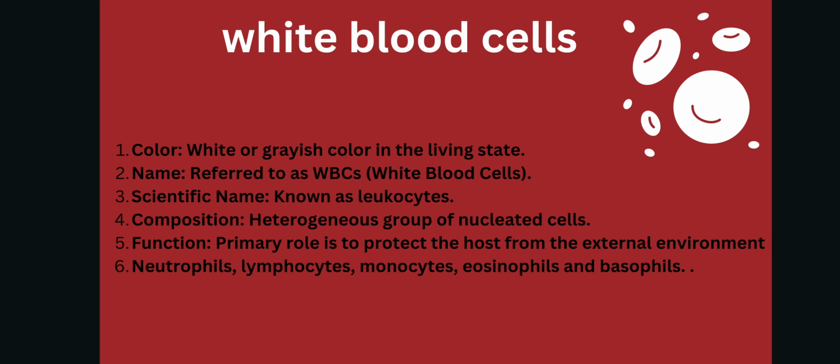On the other hand, white blood cells are true cells because they are nucleated. They are white in color, and their primary role is involved in the immunology reactions to protect the body from the external environment. They have 5 major classes: neutrophils, lymphocytes, monocytes, eosinophils, and basophils.